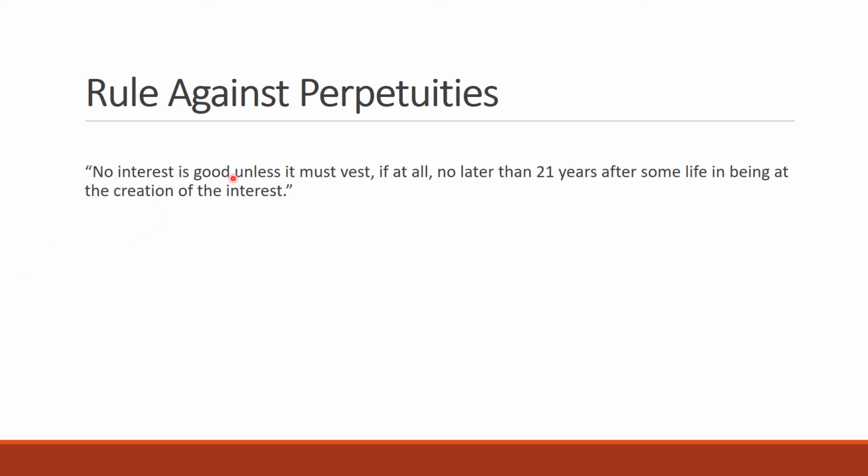All right. So no interest is good. What does that mean? Well, that part tells us if the interest violates this rule, that means that interest is no good, right? We're going to cross that interest out. So we'll come to that later. No interest is good unless it must vest, if at all, no later than 21 years after some life in being at the creation of the interest. What does that mean? Well, if you have a conditional remainder, for example, it must be able to vest. It must definitely vest no later than 21 years after everybody that was alive and named in the conveyance dies.